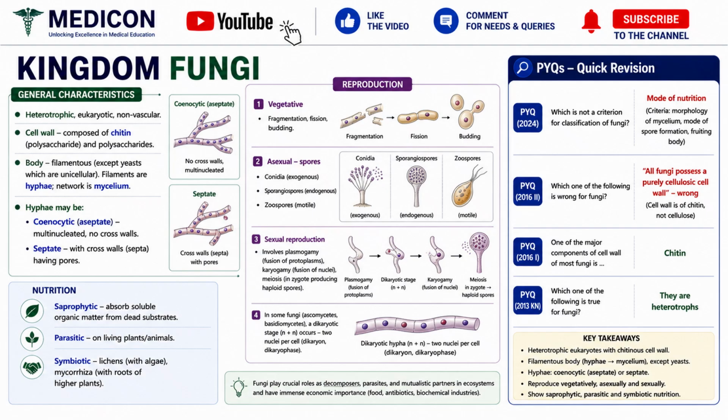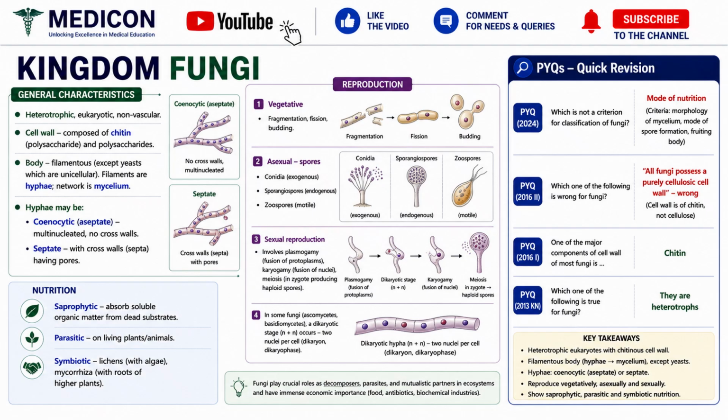When it comes to nutrition, they are saprophytic, which means they absorb soluble organic matter from dead substrates. They are parasitic also, that is, they live on living plants and animals. And they are symbiotic, as seen in lichens with algae and mycorrhiza with the roots of higher plants.